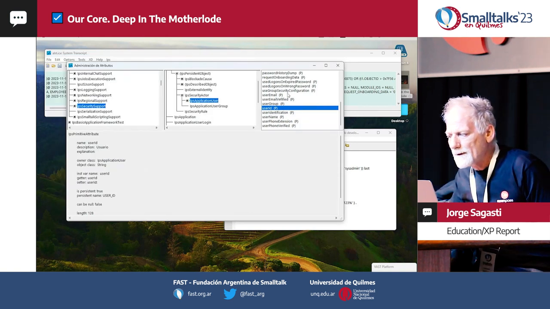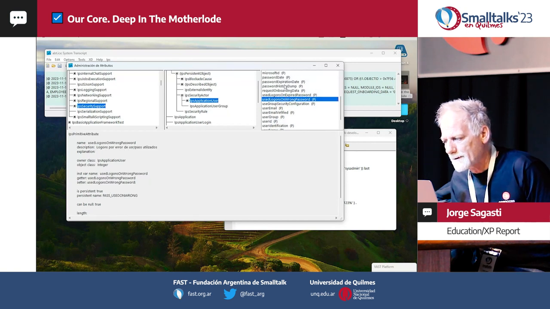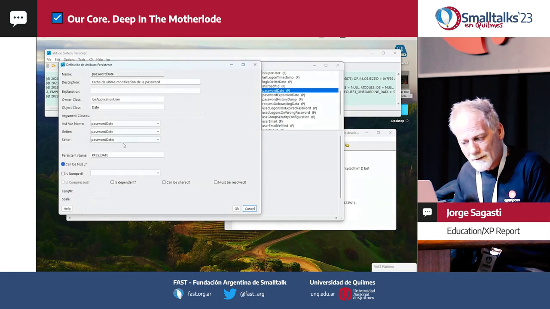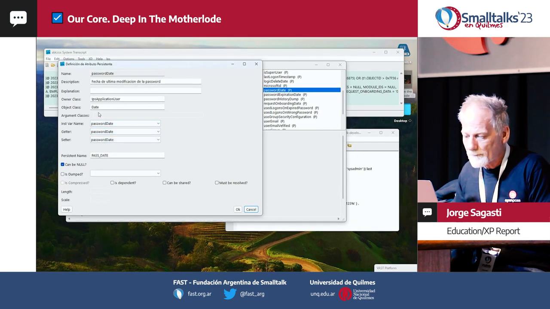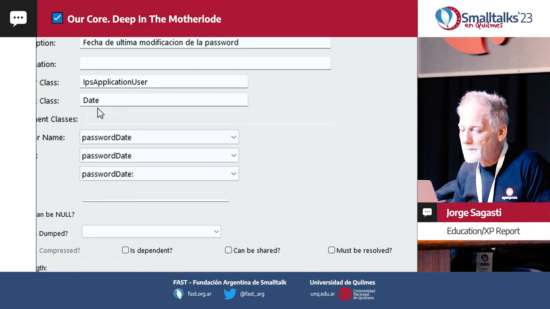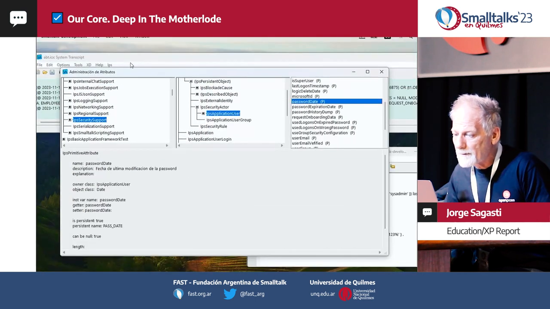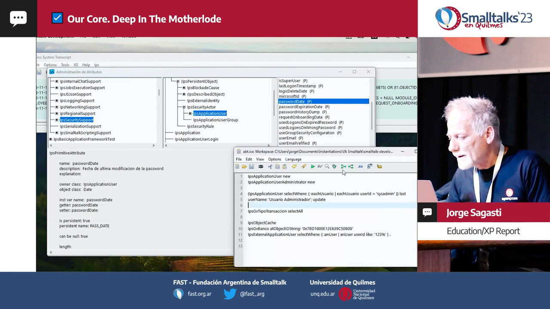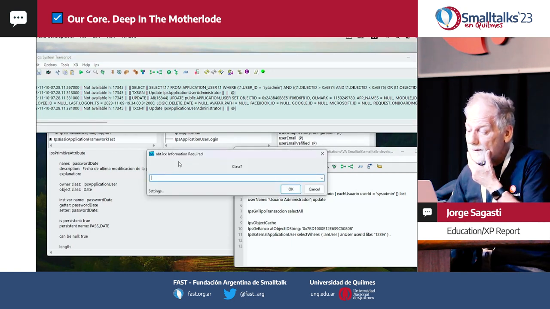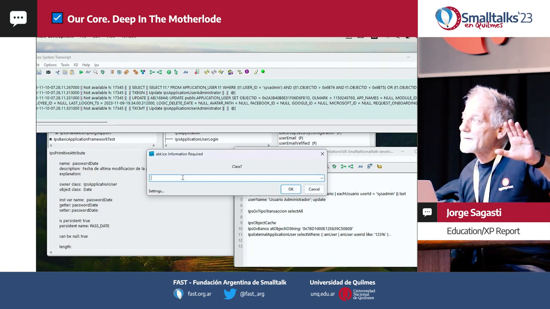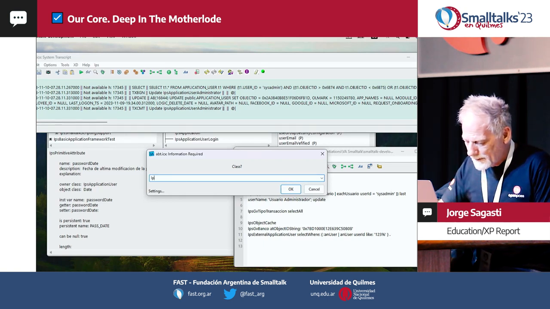For example, if I have a date, let me find the date, password date. It's exactly the same. On the other one, it says string. On this one, it's a date. Same table, different type. And let me show you in the Glass browser how we do that. Let me show you the setters and getters, so you can see that there's absolutely nothing mentioning any other type than string. So I'm going to use APS, IPS, application user.